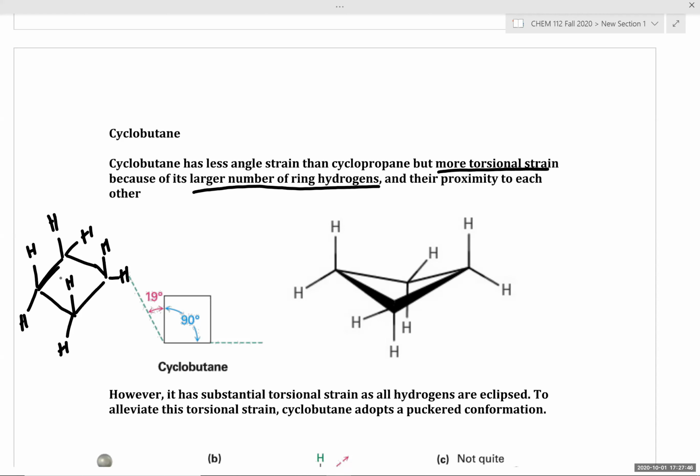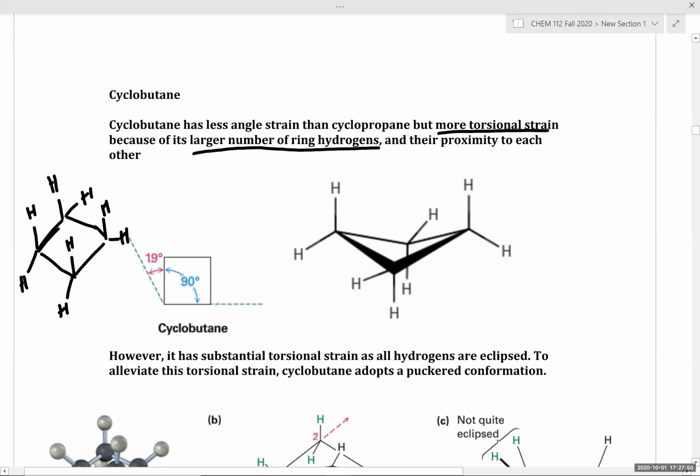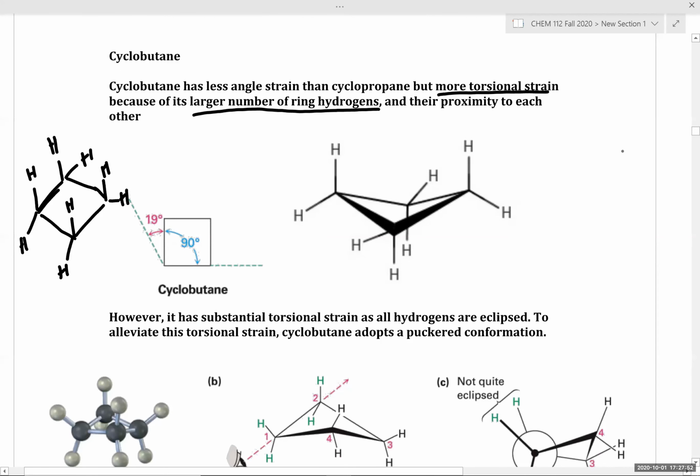So to fix this, what cyclobutane does is it will adopt a puckered conformation. And in this puckered conformation, it staggers our hydrogen substituents and minimizes torsional strain.